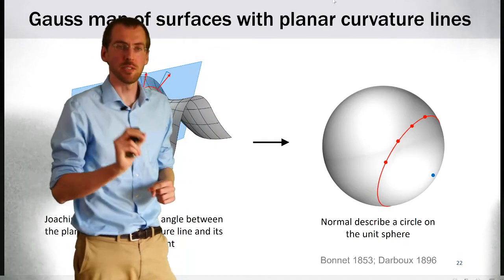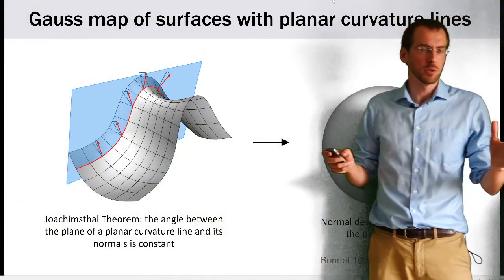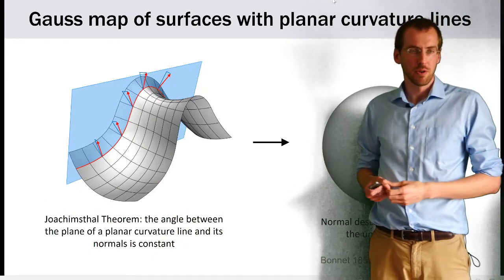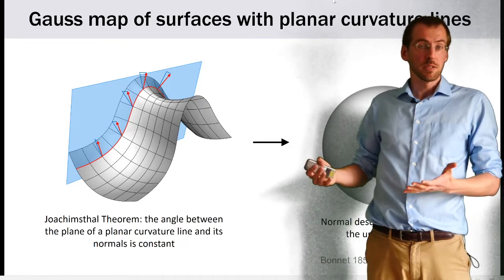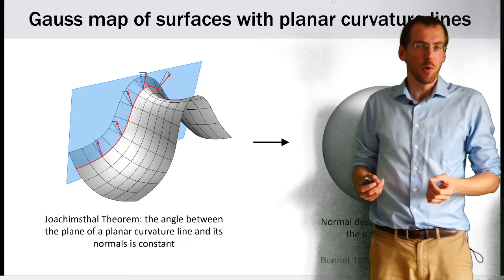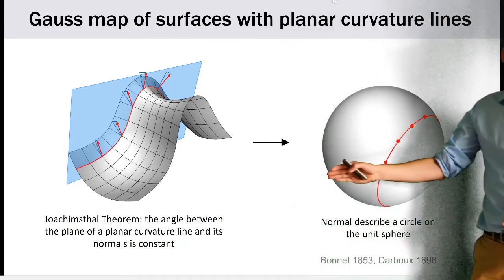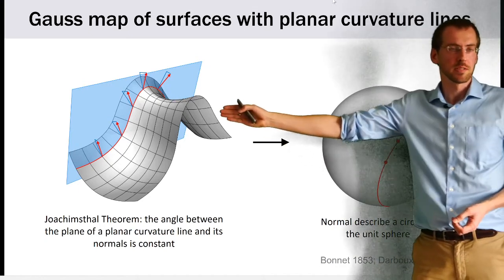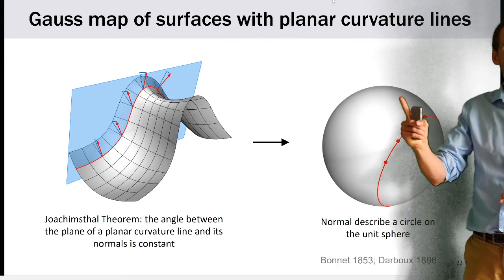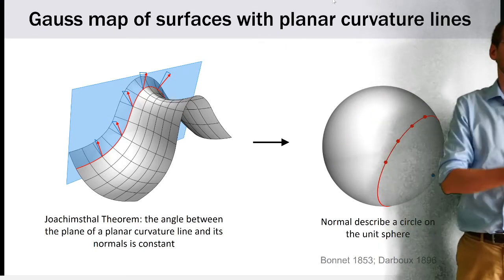And in particular, one interesting tool is the Gauss map. And this tool can be understood as follows. If you look at the normal vector of a surface at a point, it's a vector of length 1. So you can describe it by a point on the unit sphere. And as you are moving your points on the surface, the normal vector will move and will describe a curve on the unit sphere. So this curve is called the Gauss map of this curvature line.